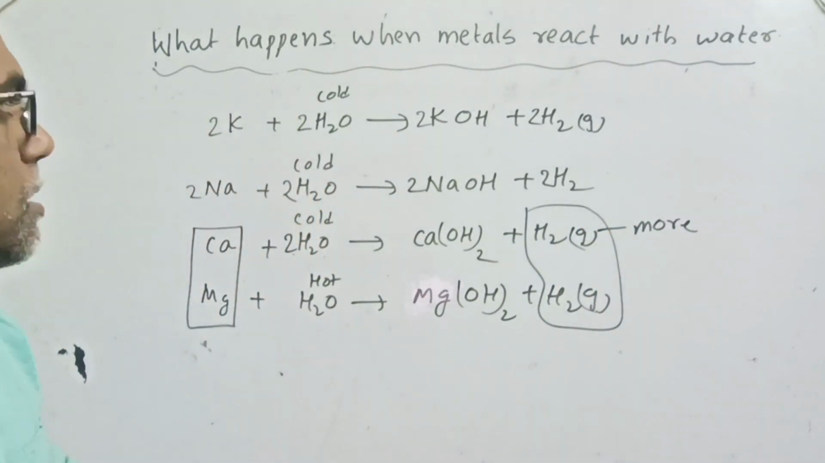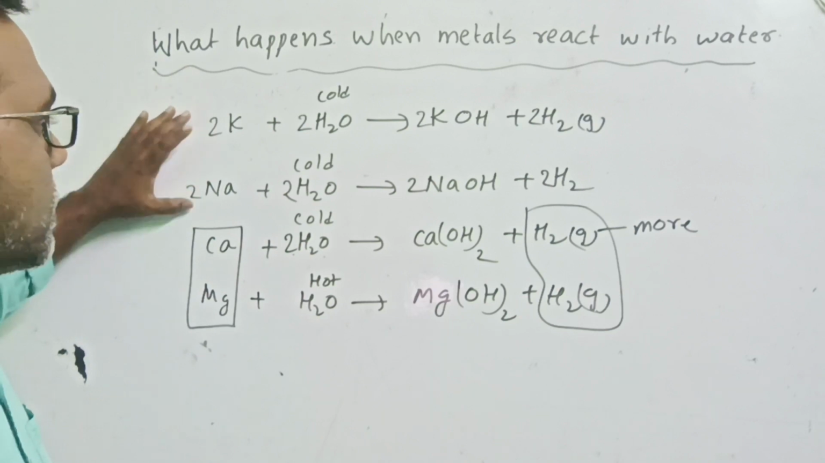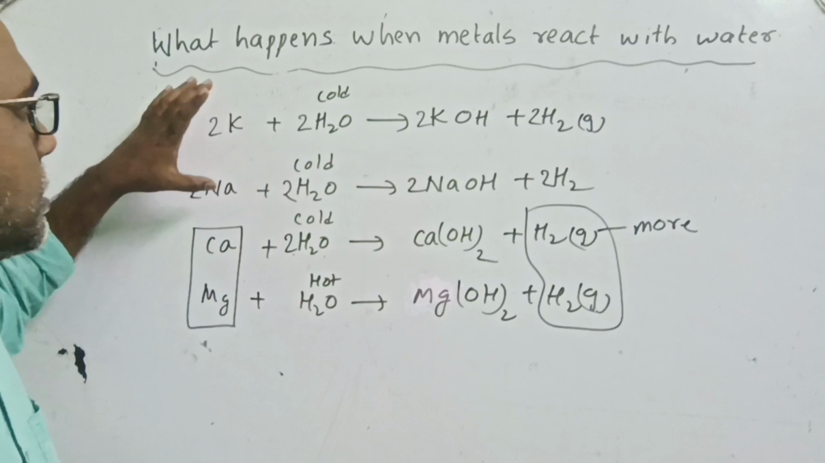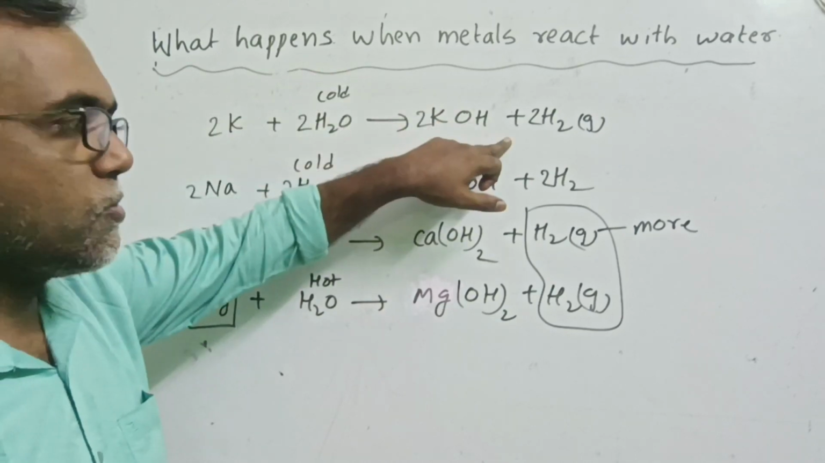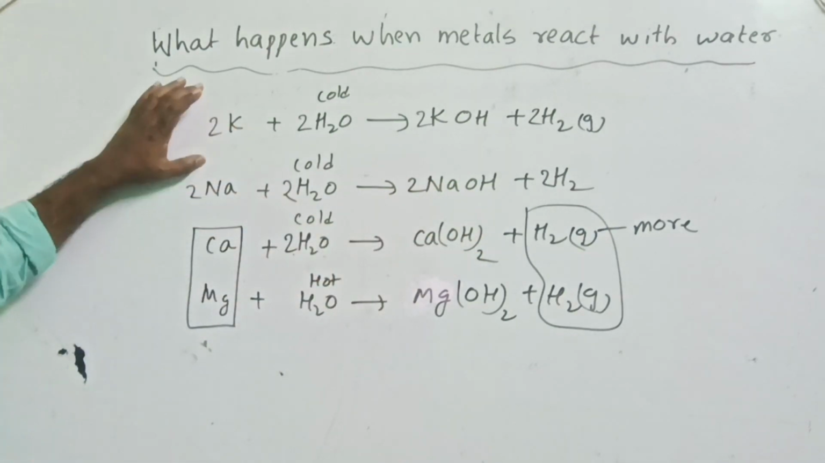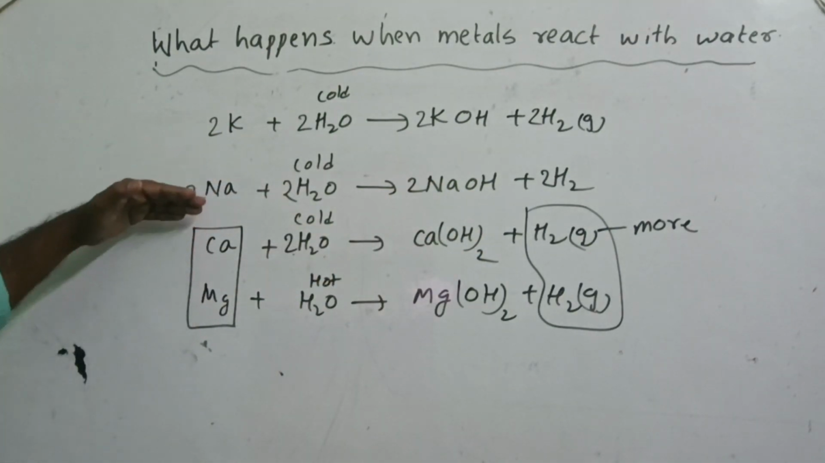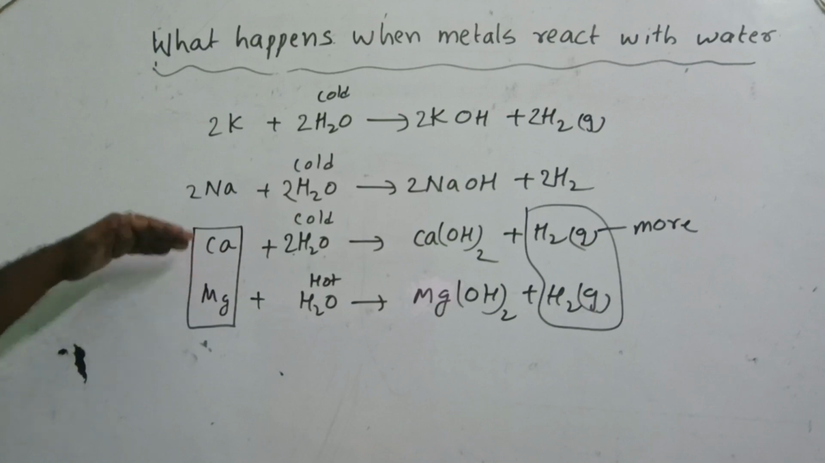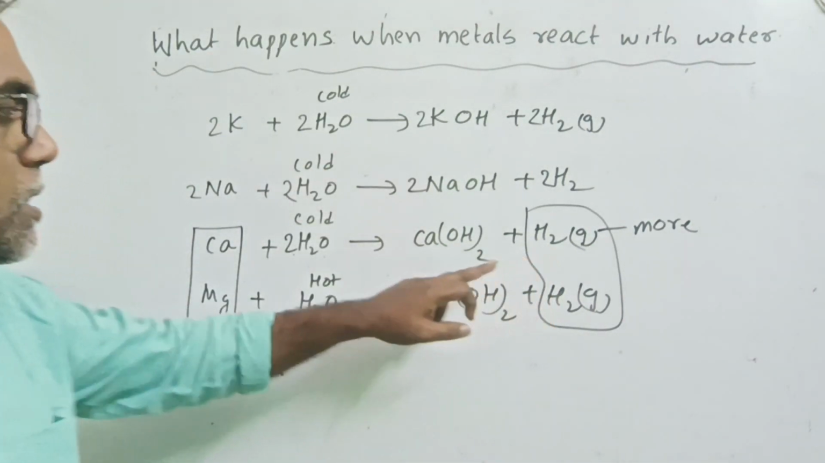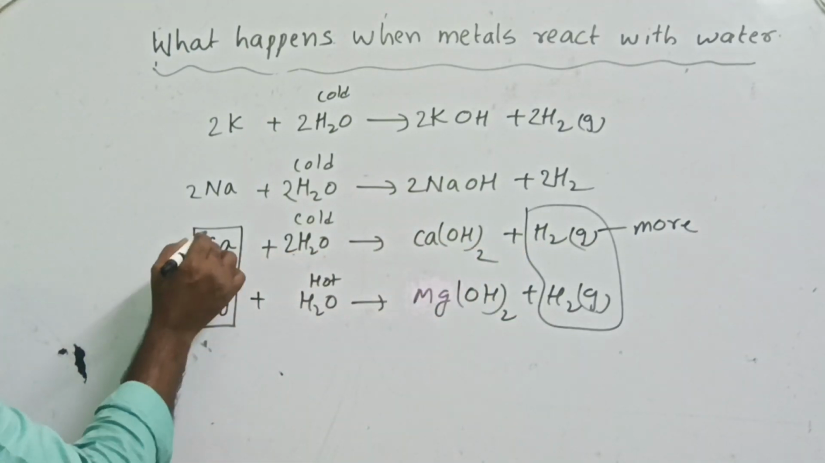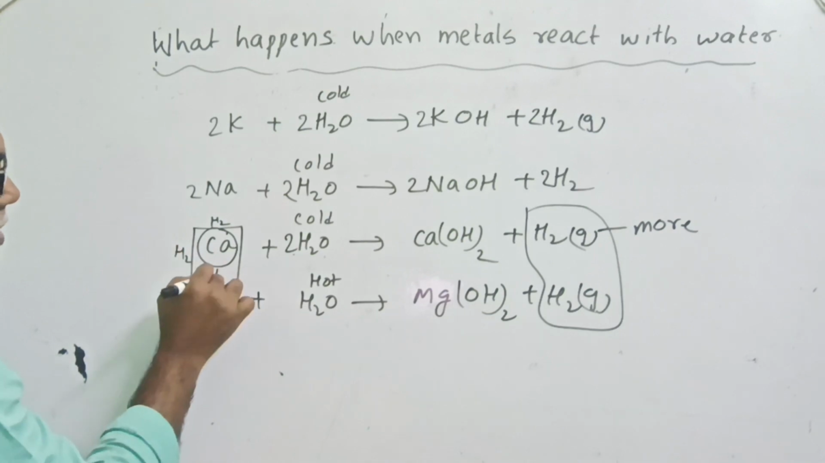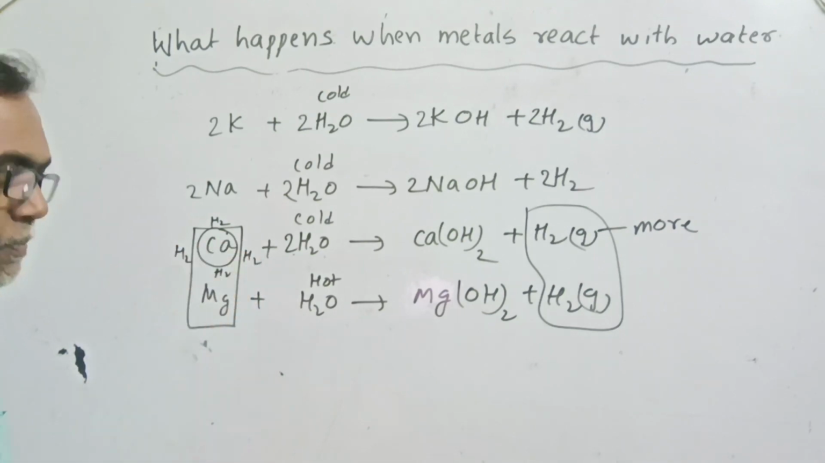Now the question is, what about sodium and potassium? Even sodium and potassium also float on the surface of water, but due to their vigorous reactivity, it catches fire. They are highly exothermic reactions. But when you compare with sodium and potassium, calcium and magnesium are less reactive, and they release more hydrogen gas. Because of the hydrogen gas, these hydrogen bubbles attach to the surface of this metal, which is responsible for the float of this metal on the surface of the water.